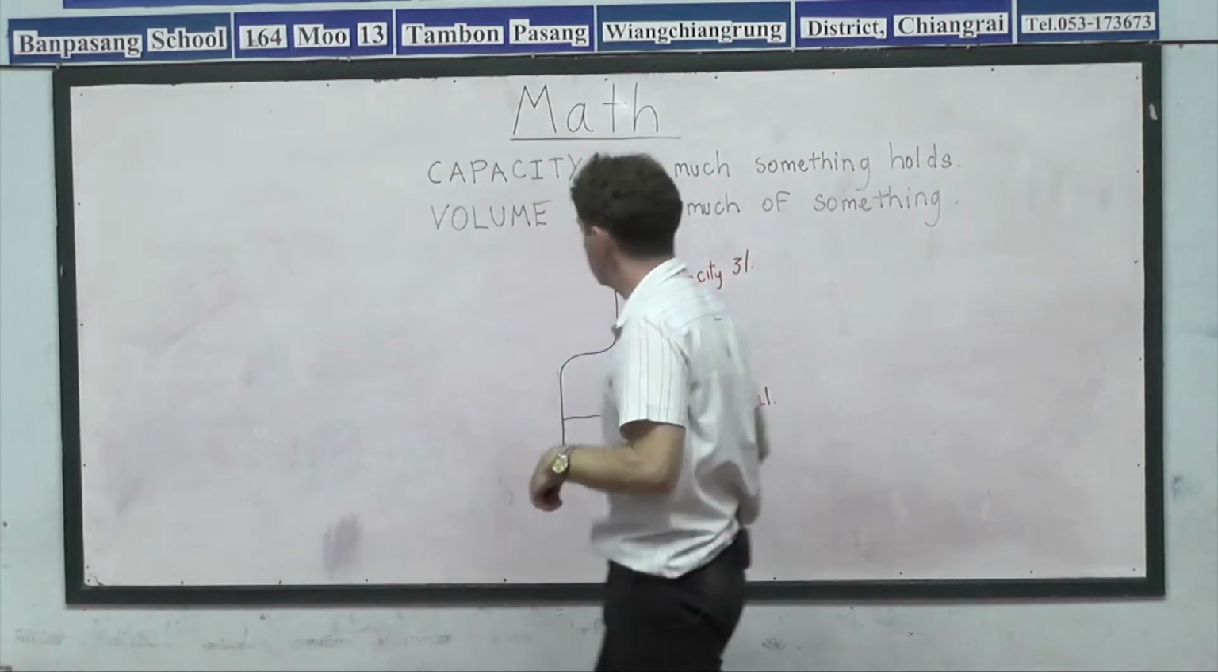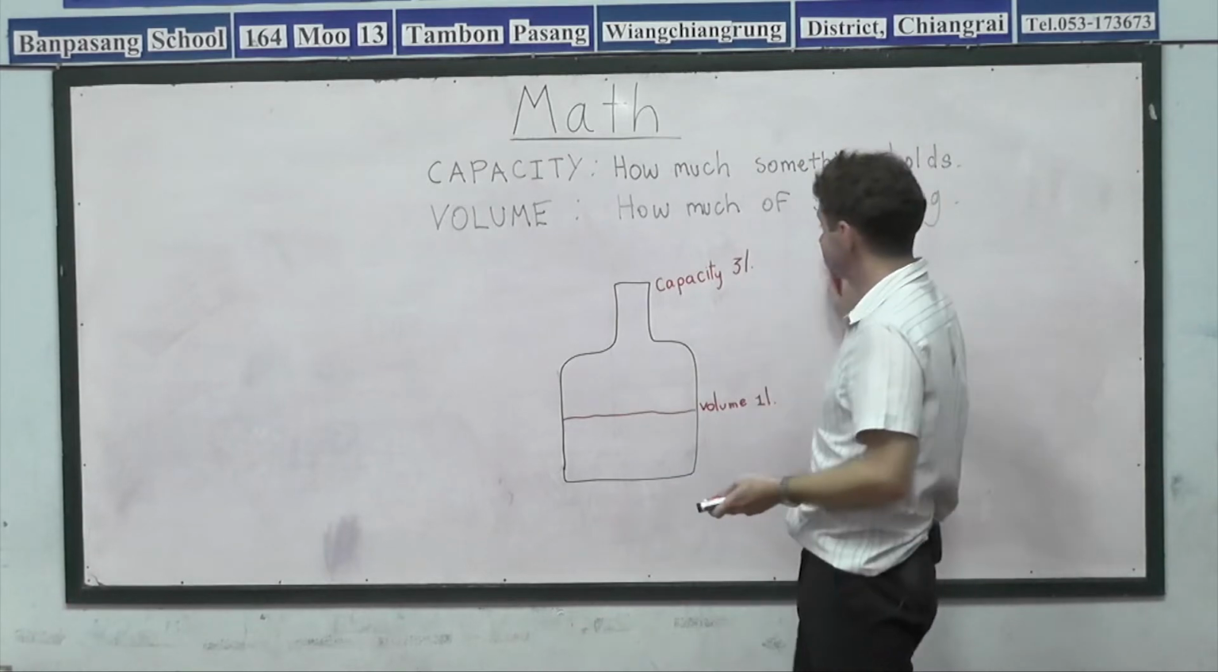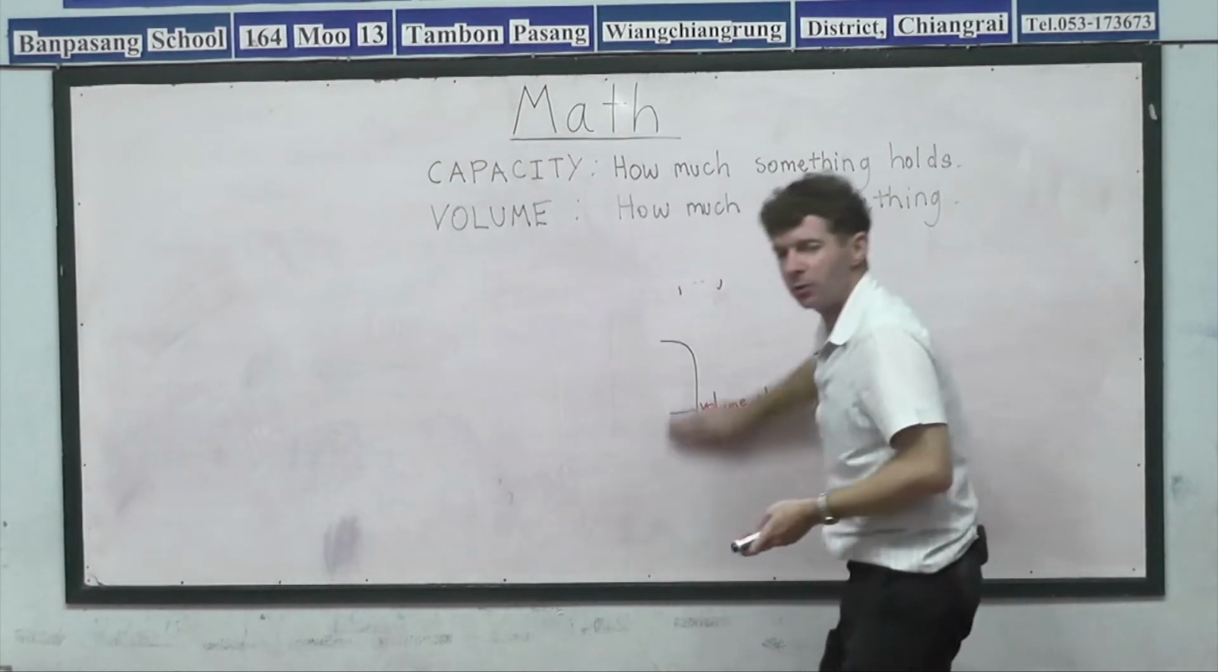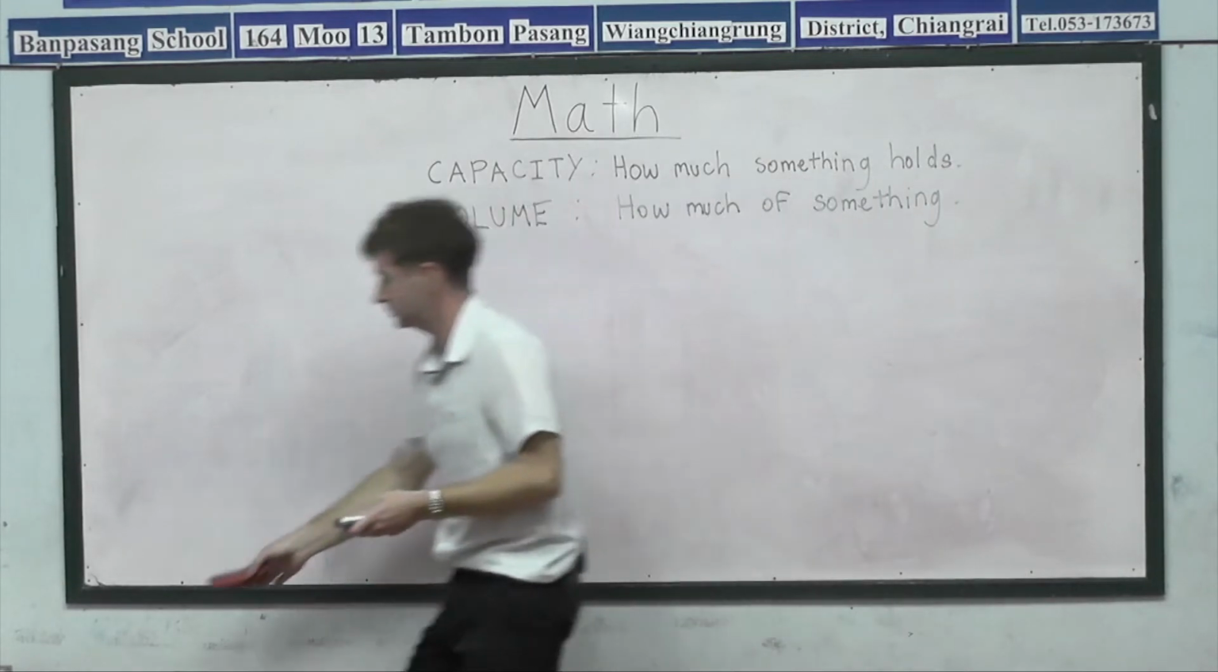Let's do one more. And this time we'll do a small one because we'll do milliliters. So what can we use as a small container? A cup. Okay, we'll use a cup.